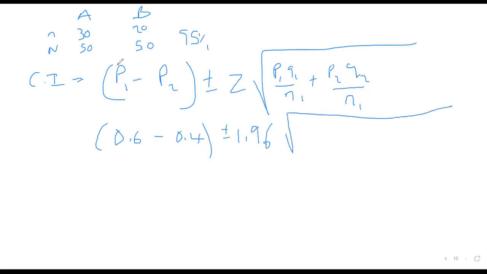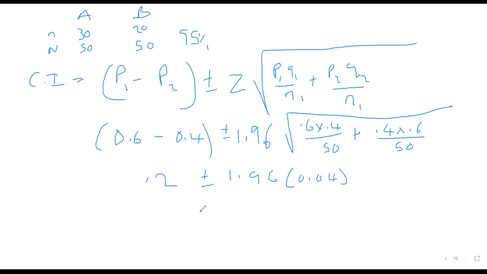Then our P1, since here it is 60%, is 0.6 times 0.4 over the big population of 50. Plus, our proportion here is 0.4, meaning the Q here is 0.6. The population here will be over 50. And you know what to do. The difference here is 0.2 plus or minus 1.96 times the square root, and here the answer you can get is 0.04.